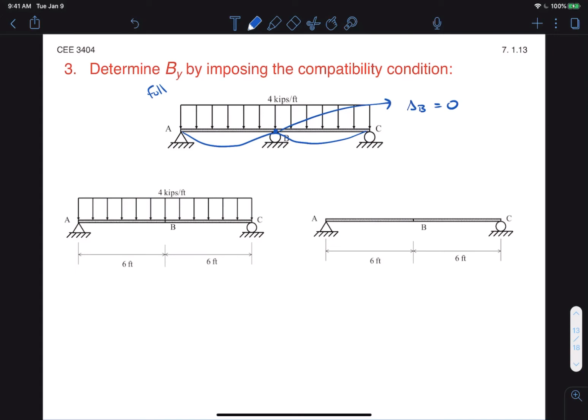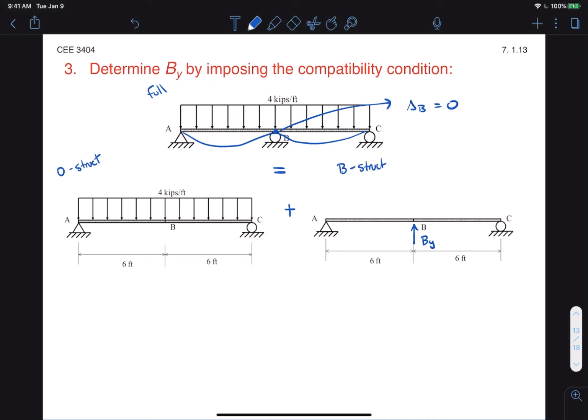So essentially we can treat this full structure as the superposition of our primary structure with the normal loading condition, which we'll call our 0 structure, plus the primary structure loaded by the reaction force. So in this case, By. Because it's loaded at B, I'll call this the B structure.